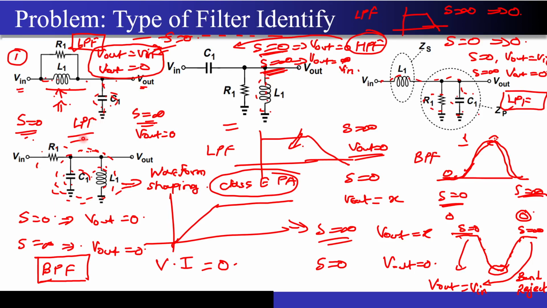Now at the same time, what you can see over here is your LC circuit, and if you have an LC circuit and you take the output across the capacitor, you are going to get a transfer function which will be of low pass filter nature. Now if you come to this particular circuit, what is going to happen over here?